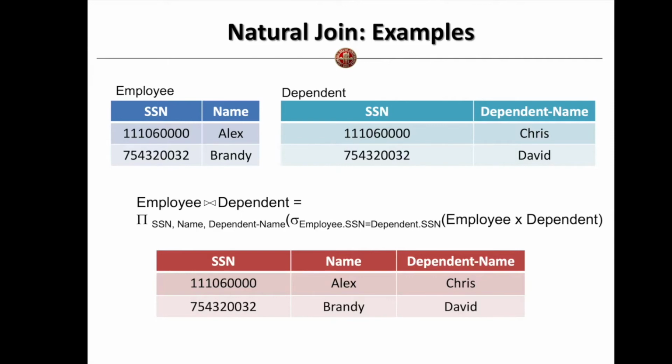However, we first check the condition. The employee SSN should be equal to the dependent SSN, right? Therefore, this record combined with this row remains in the outcome. Similar for Brandy with David, as shown here. And the remaining ones will be removed, right? Then we do the projection to get only the 3 attributes out: SSN, name, and dependent name. The redundant SSN will be removed by the projection. This is about natural join.